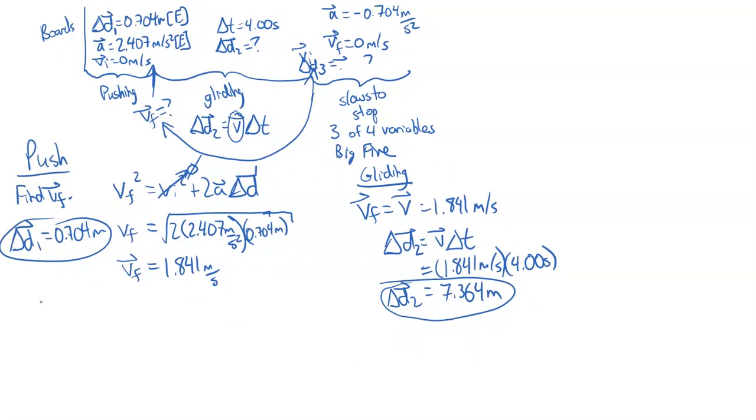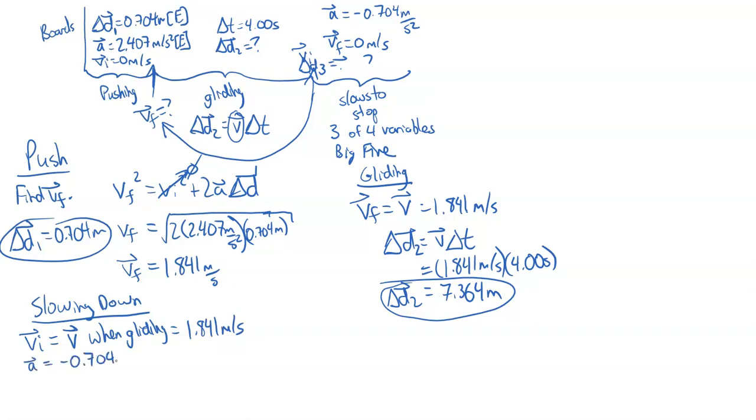We know that slowing down, we knew acceleration, we knew v final, we didn't know v initial, but v initial is equal to the speed when gliding. And so that speed was 1.841 meters per second. We also knew the acceleration. We were given that to be 0.704. And the final velocity we're given to be 0 meters per second. All we need to find here is delta d along that segment. Delta d3 is what I've labeled that as.